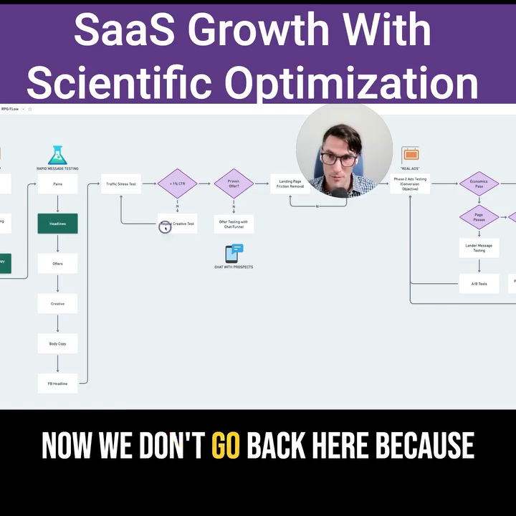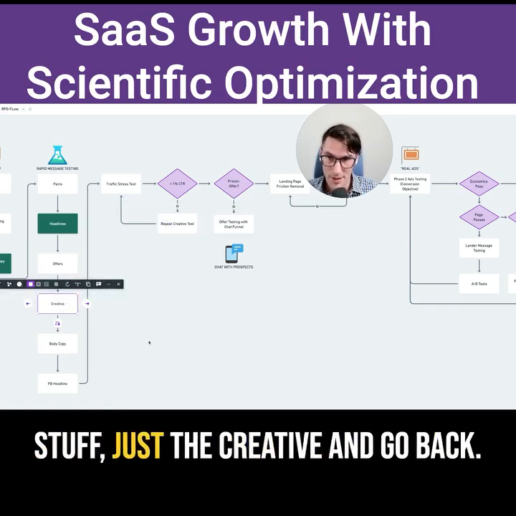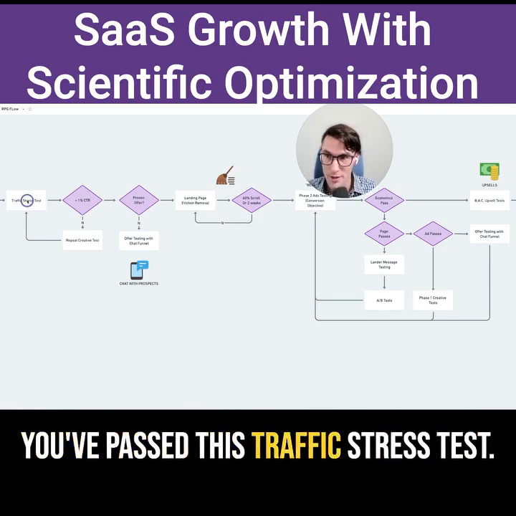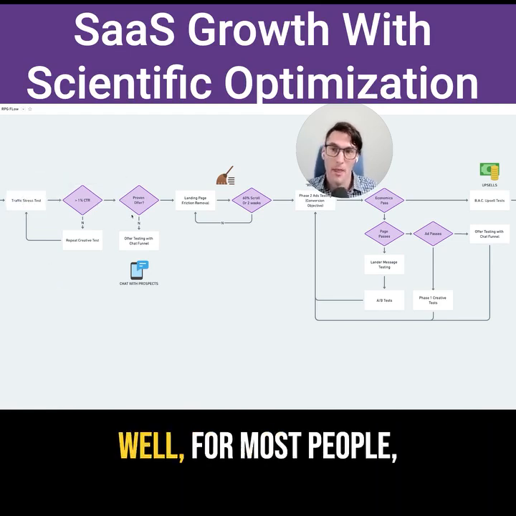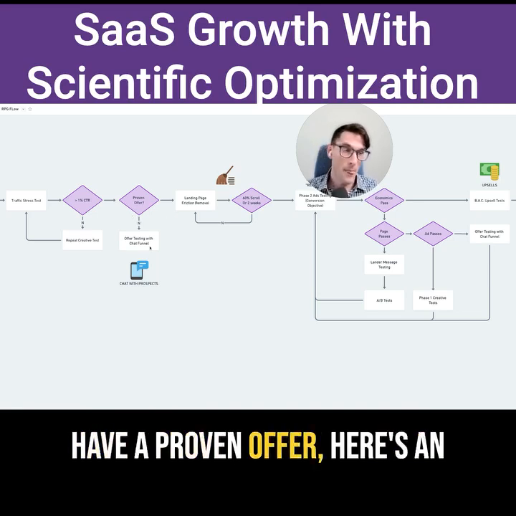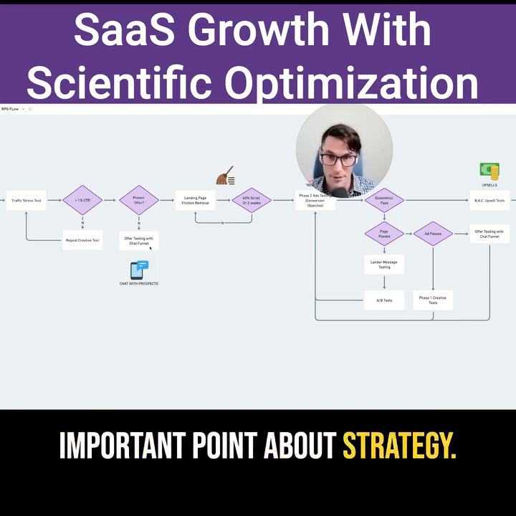Now, we don't go back here because you don't have to repeat all this other stuff, just the creative and go back. Okay, so let's say you get here. Now you've passed this traffic stress test. Now what? Well, for most people, they have a proven offer, so they move on. But if you don't have a proven offer, here's an important point about strategy.